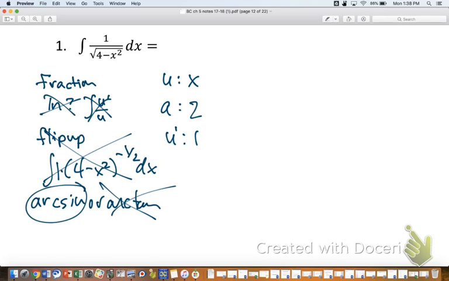Is the u prime the right u prime? Yes. Of course it is. So this one has not been messed up by Timmy or anyone else. So we end up with arcsine of x over 2. And then don't forget the plus C is still there even though it's arcsine.